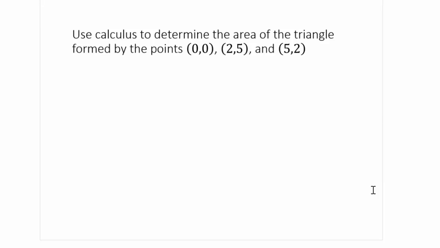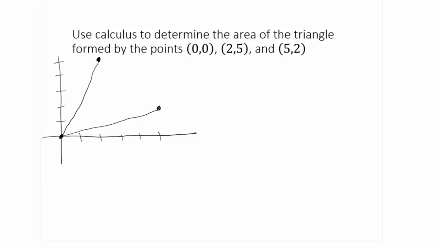Use calculus to determine the area of the triangle formed by the points (0, 0), (2, 5), and (5, 2). All right, let's draw it. Zero, 0. 1, 2, 3, 4, 5. 1, 2, 3, 4, 5. (2, 5). There's a point up there. (5, 2). There's a point right here. There's my triangle.